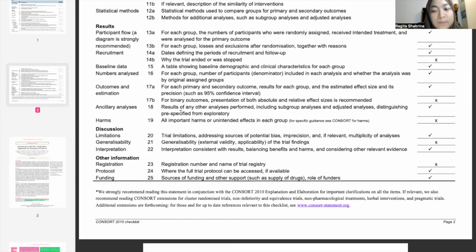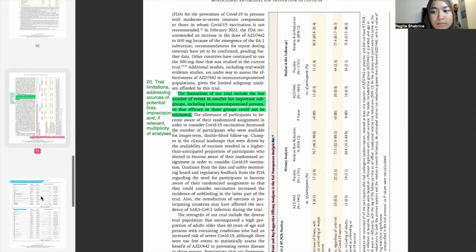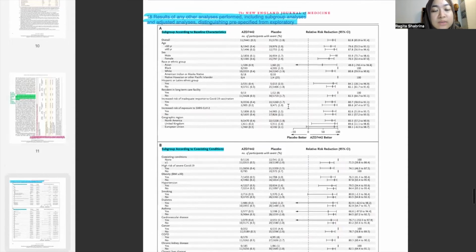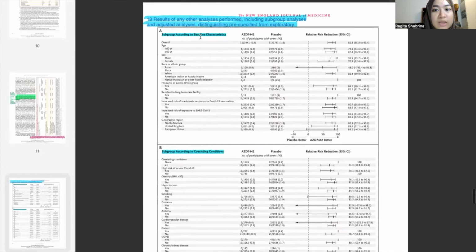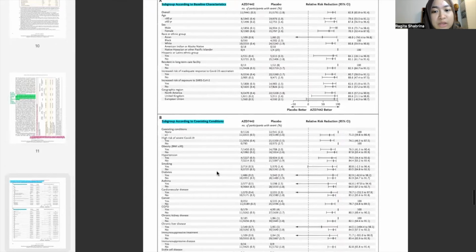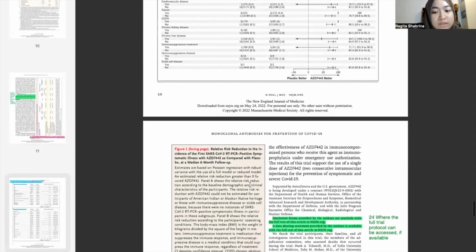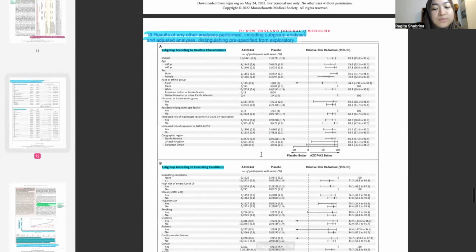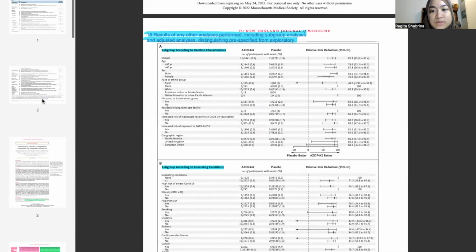It is 18. 18 means results of any other analysis performed, including subgroup analysis and adjusted analysis, distinguishing pre-specified from exploratory. So this table shows subgroups according to the baseline characteristics, subgroups according to the existing conditions, and only two subgroups. And next, we move to the next item.